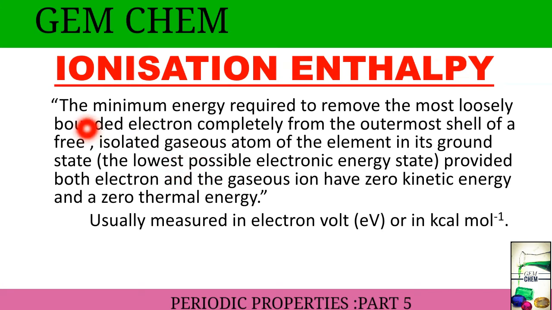Now let us see the next part. This is the normal definition: the minimum energy required to remove the most loosely bound electron completely from the outermost shell of a free isolated gaseous atom of the element in its ground state, that is the lowest possible electronic energy state, provided both the electron and the gaseous ion have zero kinetic energy and zero thermal energy. The most loosely bound electron present in the last valence shell is being lost, and the enthalpy change or the energy change involved is known as the ionization enthalpy. Usually it is measured in electron volt or kilocalorie per mole.